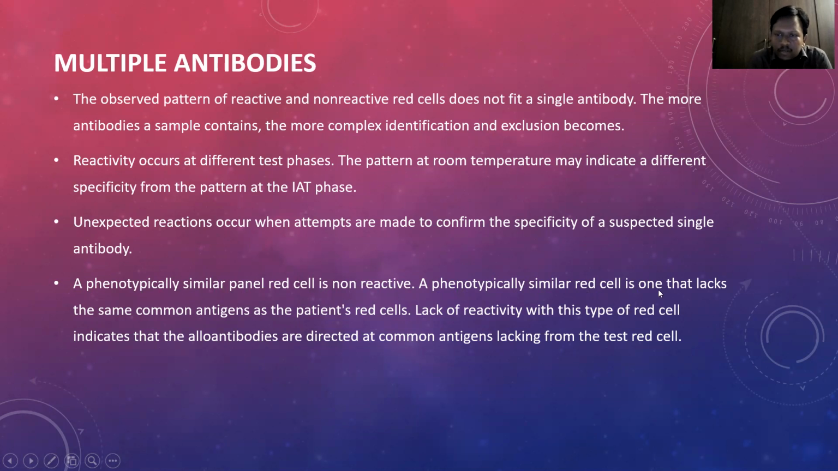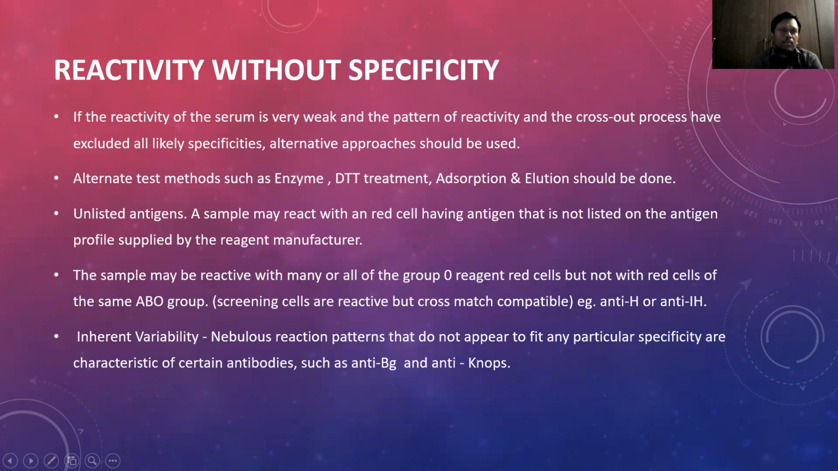A phenotypically similar red cell is one that lacks the same common antigen as the patient's red cells. So lack of reactivity with these types of red cells indicates the alloantibodies are directed against a common antigen which is lacking from the test red cell. That means it is not an autoantibody but a case of multiple antibodies.